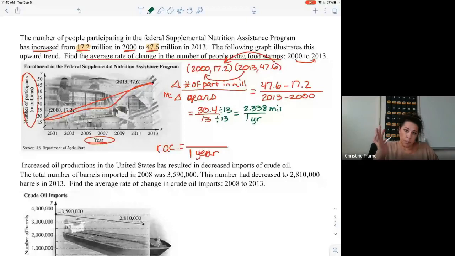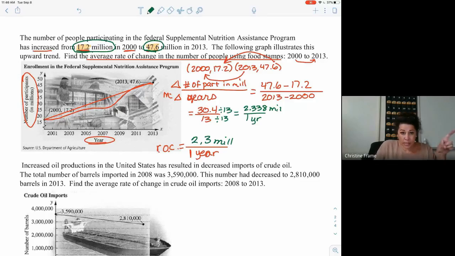Now let's go back and talk about how we want to write that out to the degree of accuracy that the problem presented us. Notice that this says 17.2 million. That's to the nearest tenth, or 47.6 million. So we would like to go with 2.3 million per year.